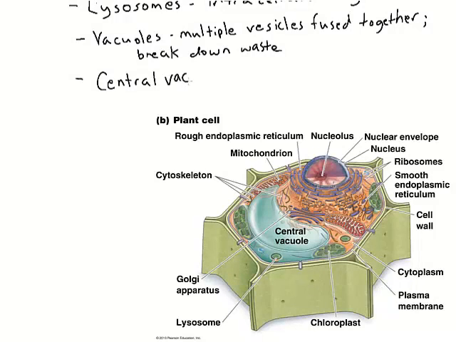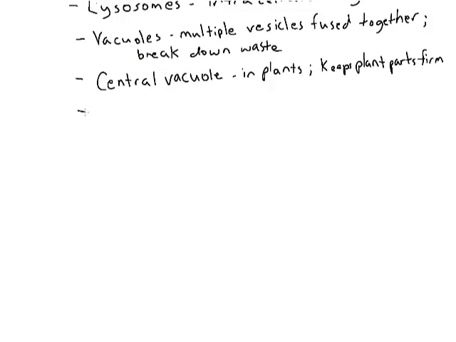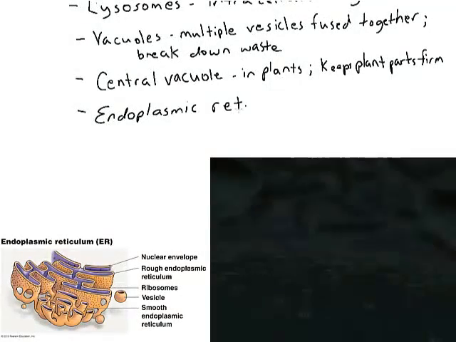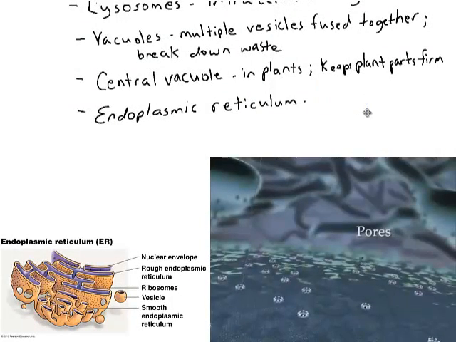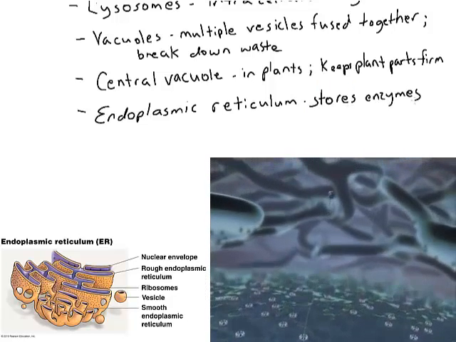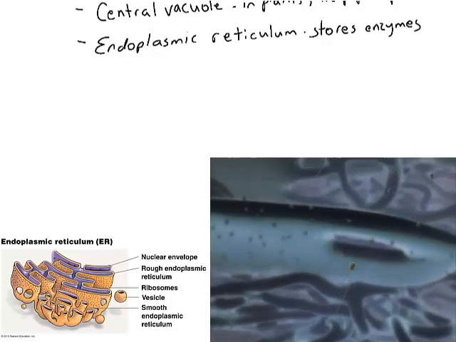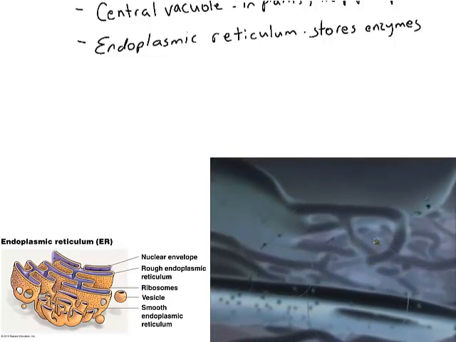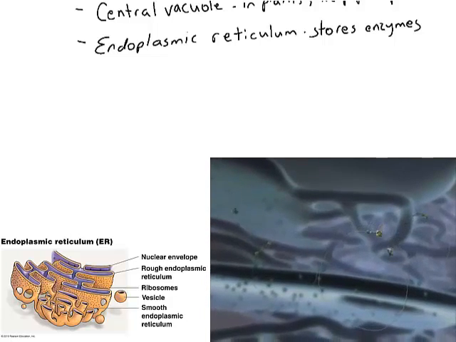In plant cells, a large fluid-filled central vacuole accumulates amino acids, sugars, ions, waste, and toxins. And it is this fluid in the central vacuole that helps keep the plant stems, leaves, and other parts of the plant firm. Now, the endoplasmic reticulum is an extension of the nuclear envelope that is constructed of interconnected tubes and flattened sacs to form a single compartment that stores enzymes.